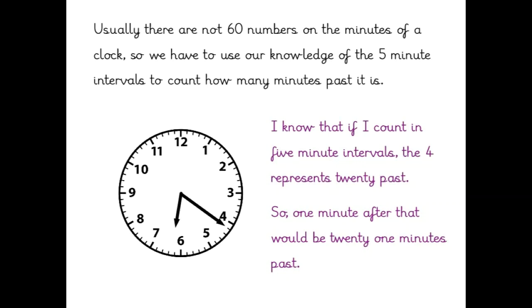However, to make things a bit tricky, not all clock faces have those 60 minutes written on the outside. So instead, that's why there's little lines in between all of our 5-minute intervals to represent those individual minutes. So, to actually work out the time to the nearest minute, we need to use our knowledge of the 5-minute intervals to count how many minutes past it is.